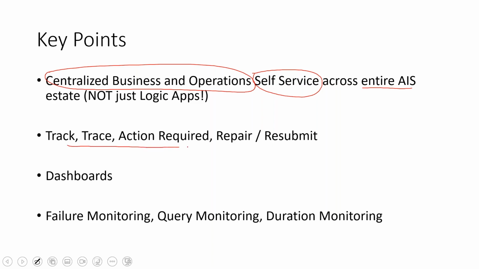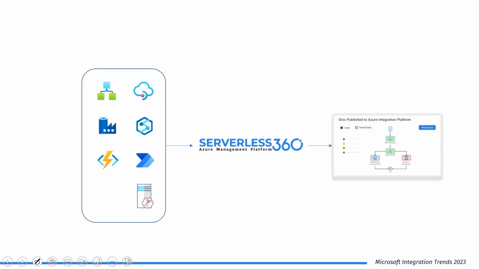These are the key features we open up from the perspective of day-to-day operations: track and trace, action required, repair and resubmit. We have the dashboards we looked at for failure monitoring, query monitoring, duration, etc. When we think about Serverless 360 from the perspective of what resources can send to it, we've looked at Logic Apps, we've looked at Power Automate, and we touched on Synapse.